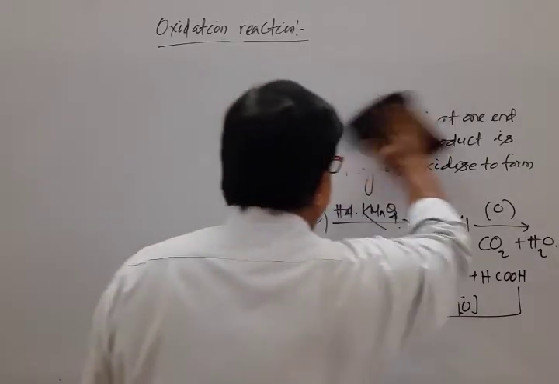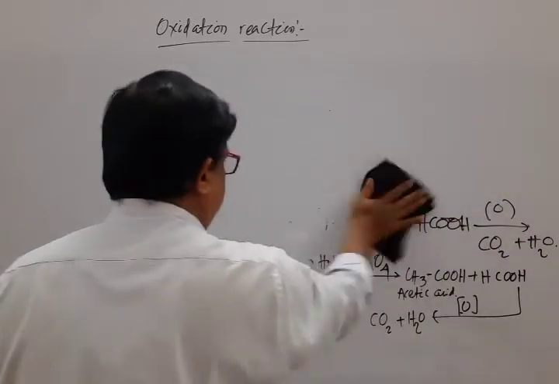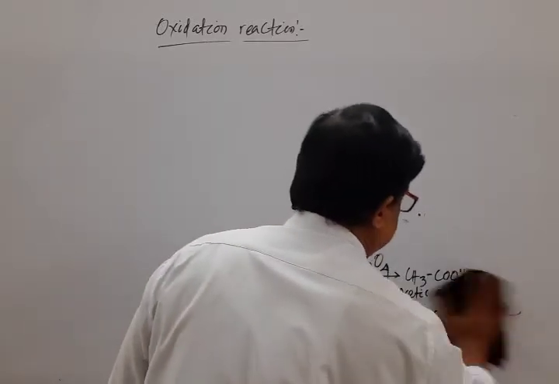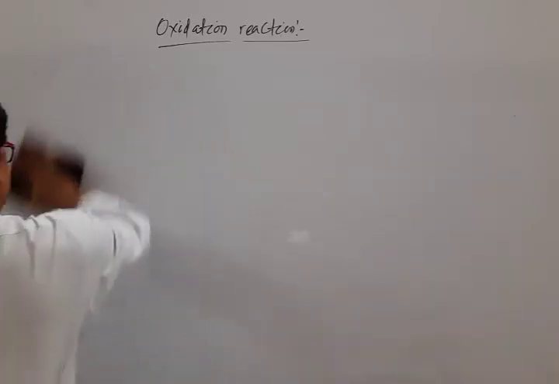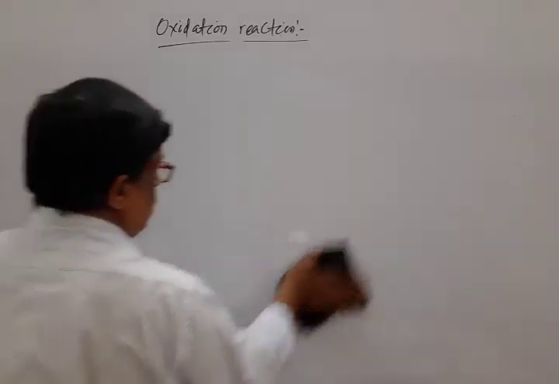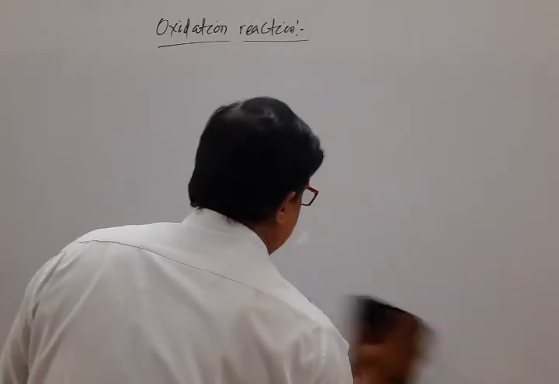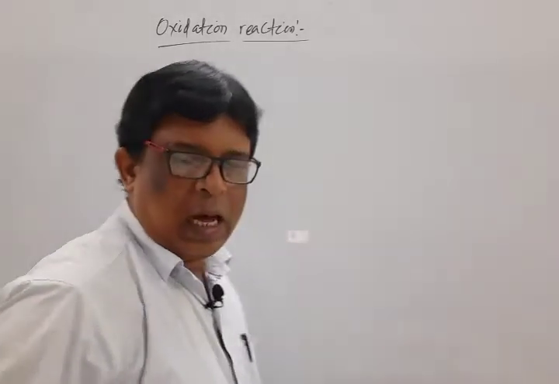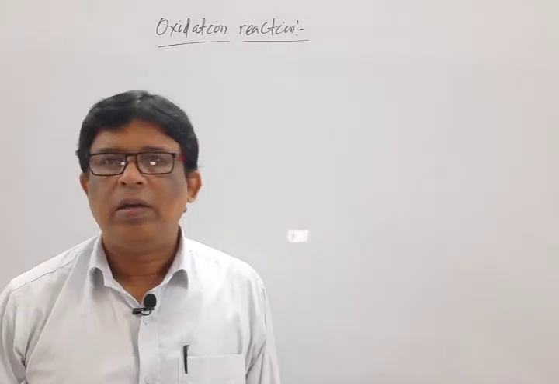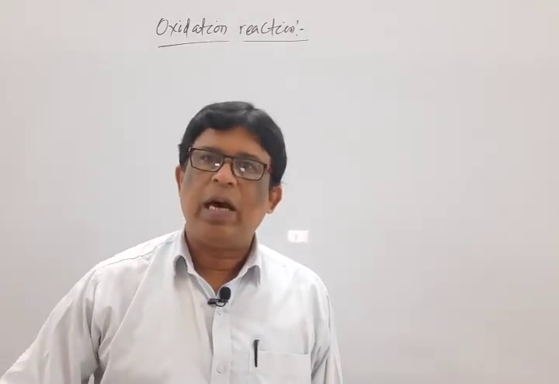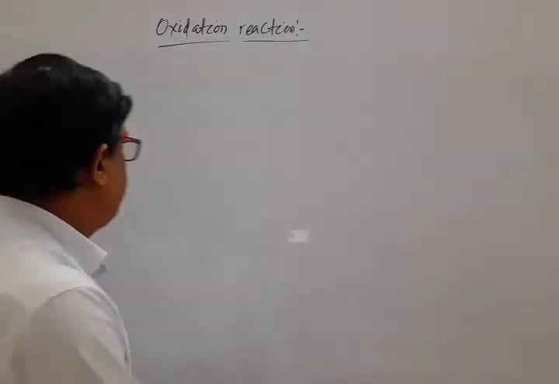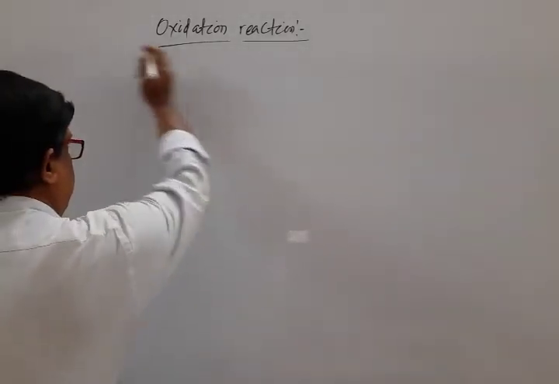Non-terminal alkene means the double bond is not present at the end, either left side or right side. Then what happens? When it oxidizes in presence of hot potassium permanganate, carboxylic acid and/or ketone is formed, depending upon the nature of the alkene. Okay, mark that. That is bit 2.